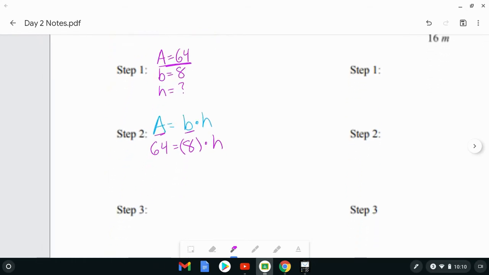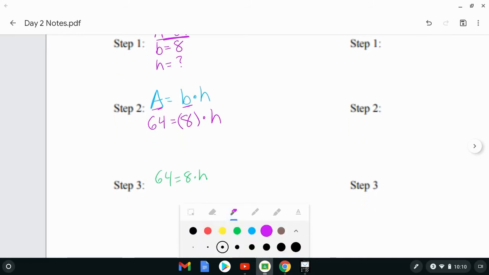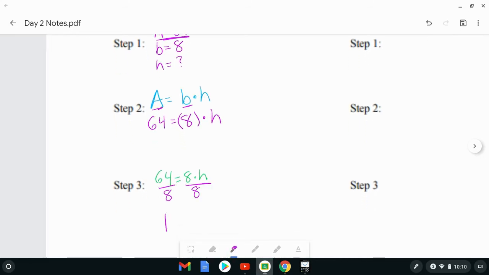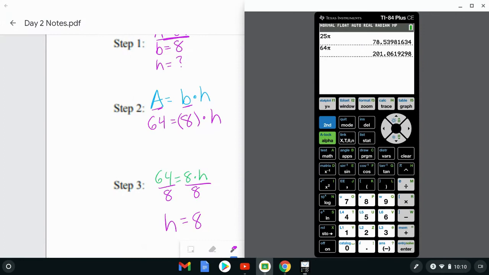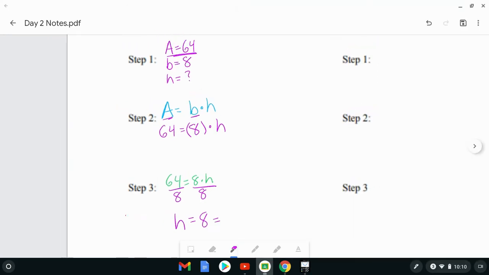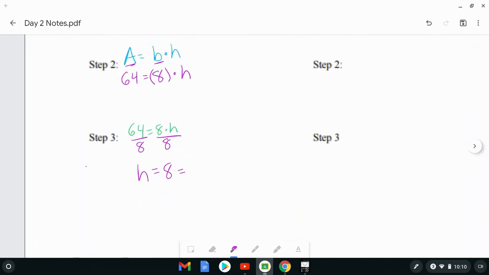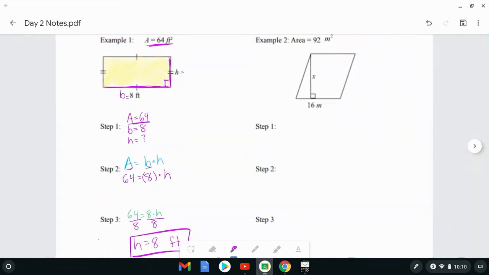For step 3, all you're doing is actually solving. So we have the 64 equals 8 times h. The way that we solve is we divide by 8 to get h by itself. So you end up with h equals 8 because 64, let's go ahead and just double check in the calculator. 64 divided by 8, you end up with 8. Okay? So the height equals 8. Look back at what we had. We had feet and feet squared. So the height is going to be 8 feet. Okay? So this time today, we're using the total area to find for one of the lengths.